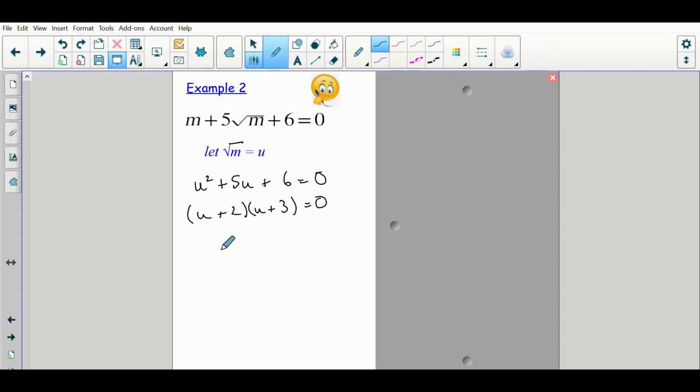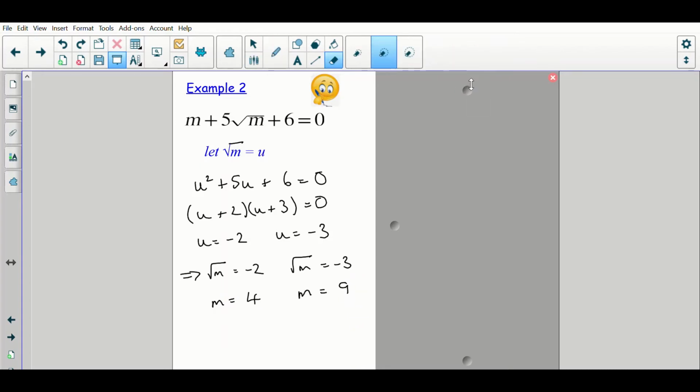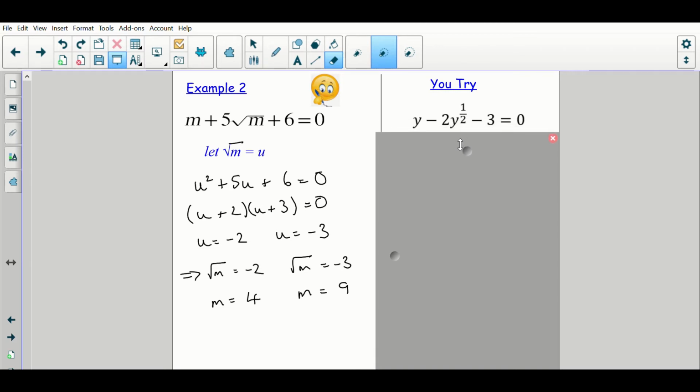u plus 3, so we end up with u is minus 2 or u is minus 3, but again remember that actually means that the square root of m is minus 2 or the square root of m is minus 3. This time to find m we need to square both sides, so we get m is 4 or m is 9. So pause the video now and give this question a try.